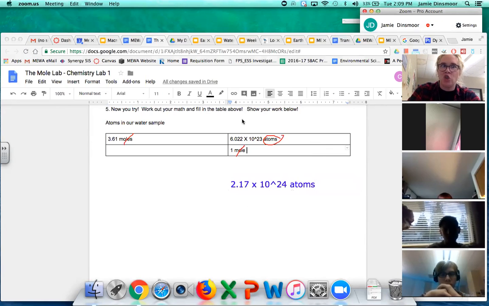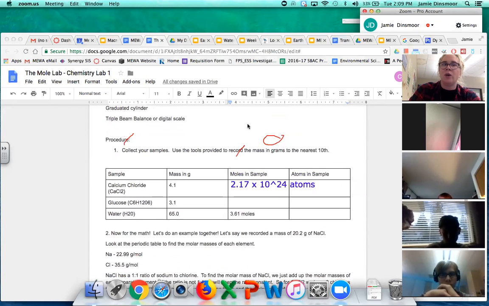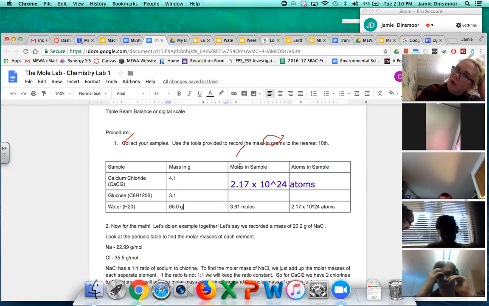Very, very huge number. So then in your data table, you would just write in 2.17 times 10 to the 24th atoms, right? You don't have to include the unit necessarily because I told you the unit up here. You're welcome to, though. It's good practice for this class.